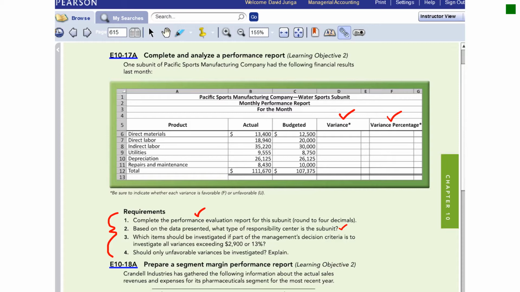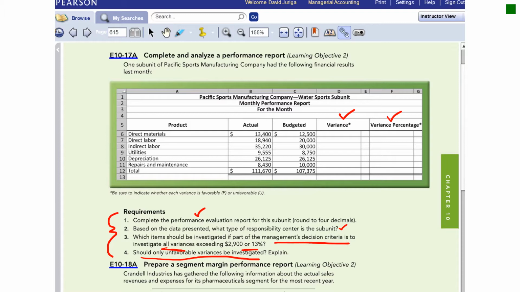For example, if part of the management's decision criteria is to investigate all variances exceeding 2,900 or 13%, that's that management by exception idea. And then the last part asks, should only unfavorable variances be investigated? Again, we'll talk about that. On the next slide, we'll walk you through the actual numbers.